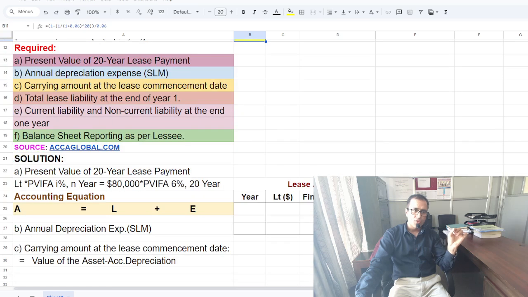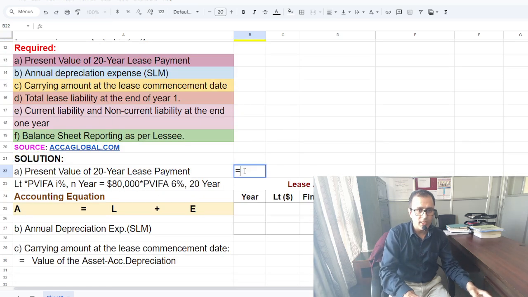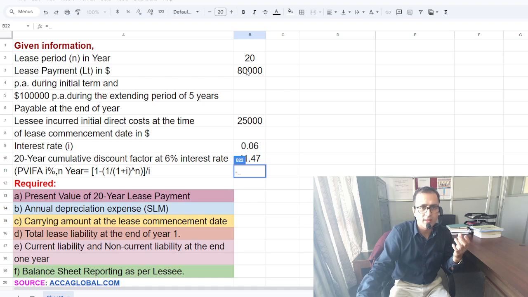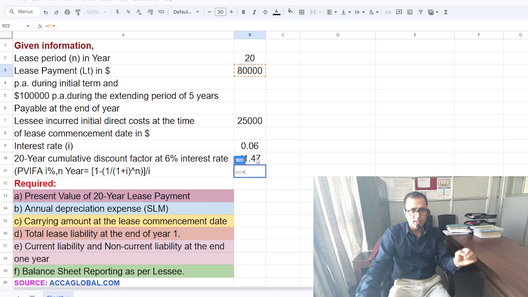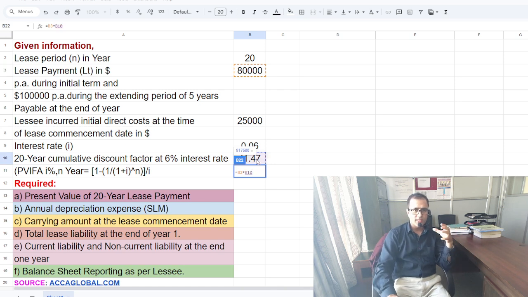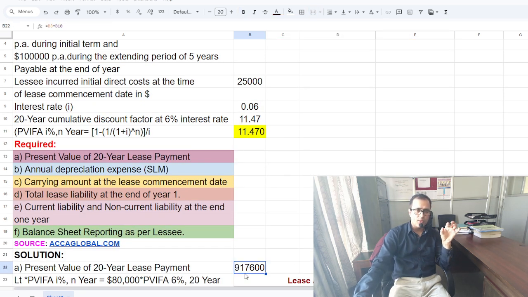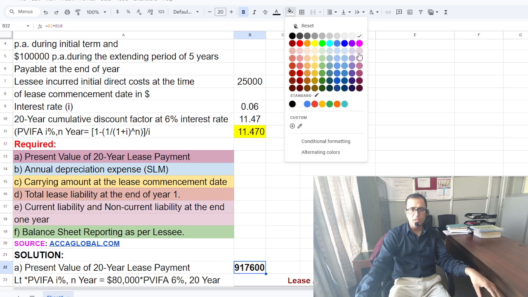Now the question requires the present value of the lease payment. So the present value of the lease payment is the lease payment of 80,000 into 11.47, so you would have 9,17,600 as our present value of the lease payment.